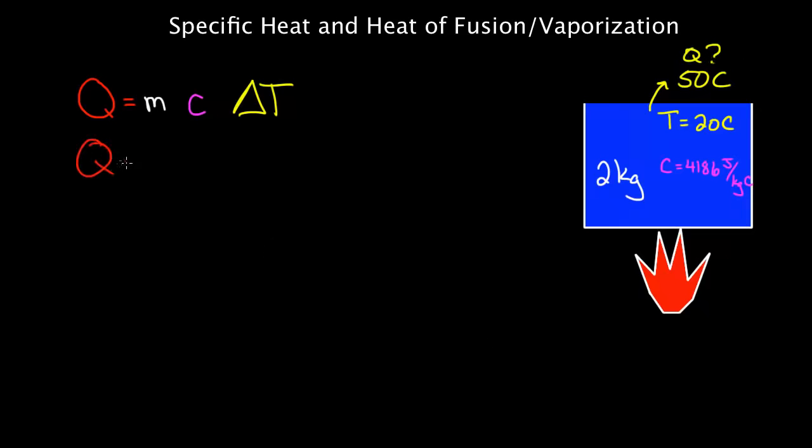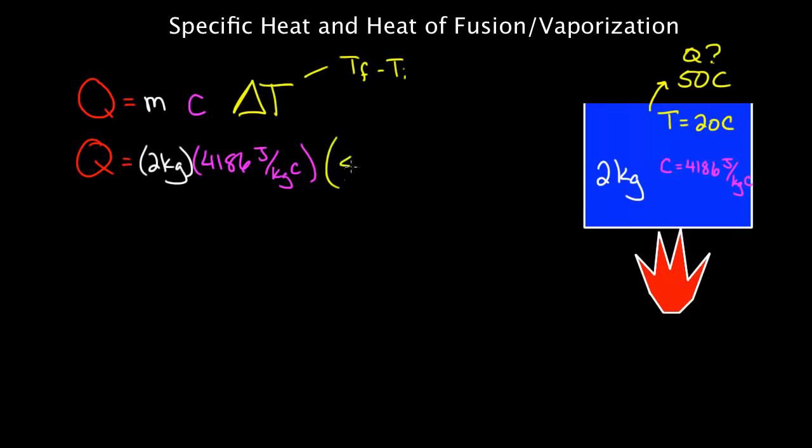The amount of heat that we're going to need will be, the mass is 2 kilograms, so 2 kilograms, times the specific heat, which is 4,186, times the change in temperature. This really means T final minus T initial. So what's T final going to be? T final is 50 degrees Celsius. That's where we want it to get. Minus the initial, it started at 20 Celsius.